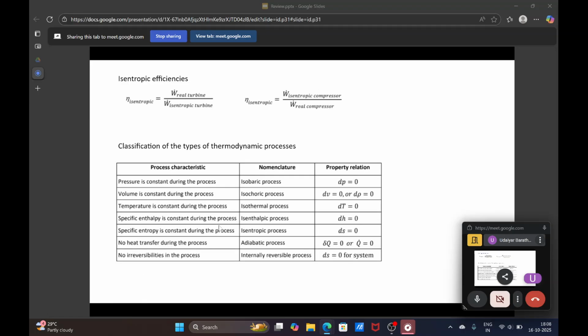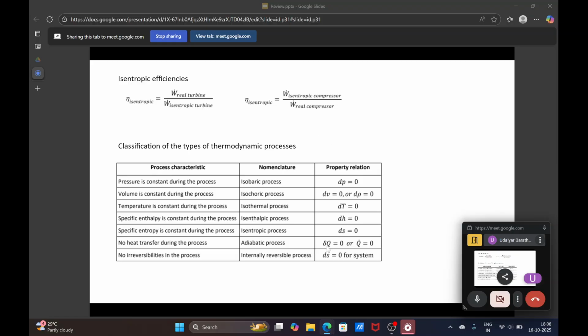And similarly, the isentropic efficiency for a turbine is your actual work output of the turbine divided by the isentropic work output. And in the case of a compressor, it is the other way around, which is the isentropic work divided by the actual work in a compressor.